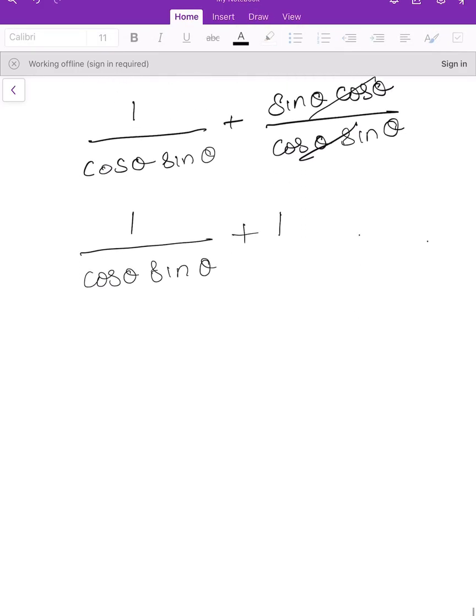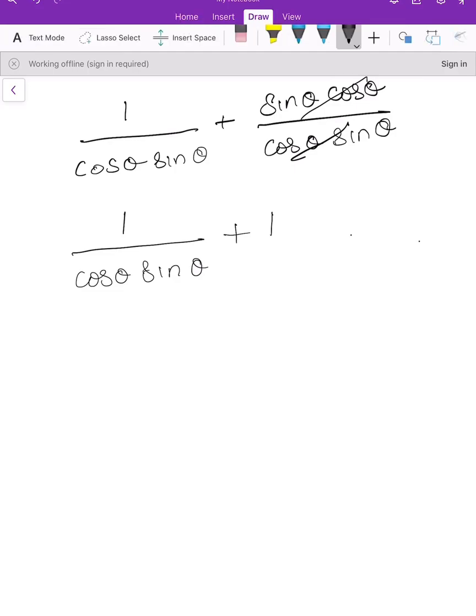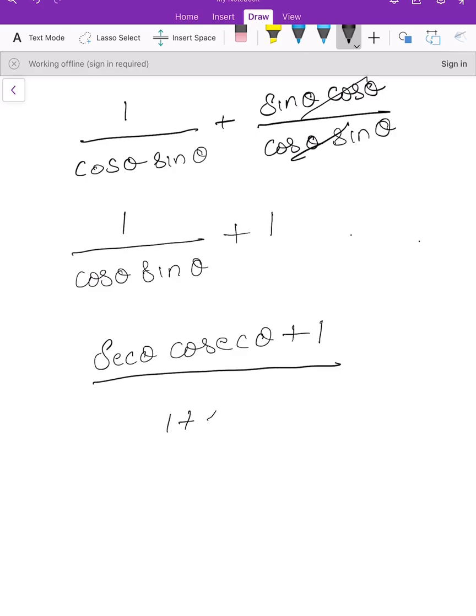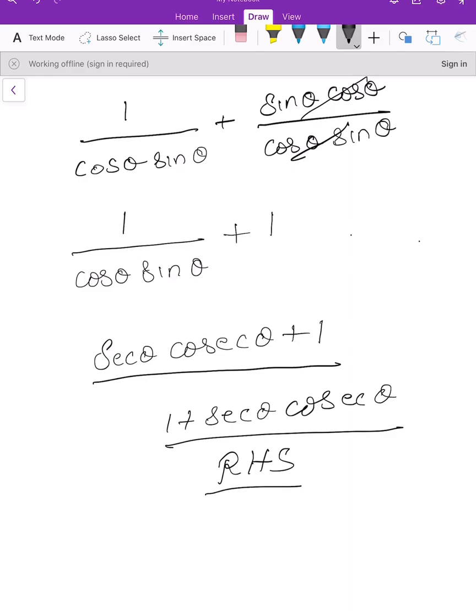So 1 by cos is secant, 1 by sin is cosecant, secant theta plus 1. So my right hand side is 1 plus secant theta cosecant theta. This was my right hand side. So I have proved my left hand side is equal to right hand side. Hence it is proved.